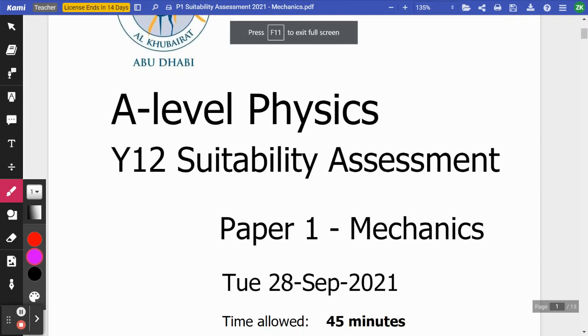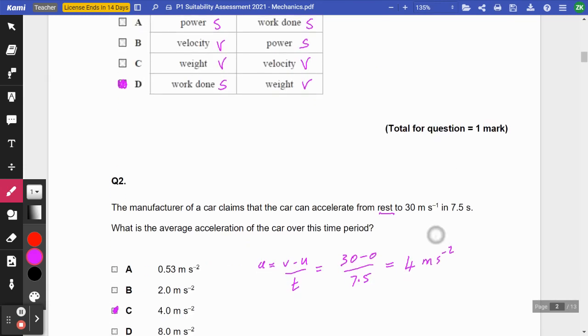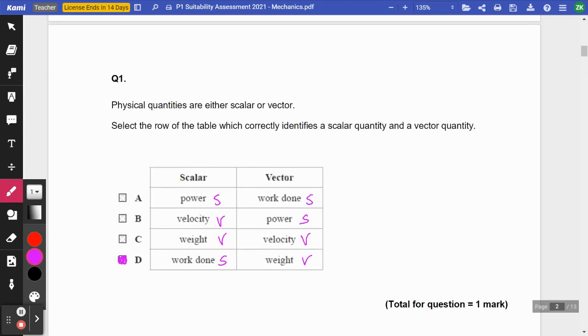Okay, suitability assessment, paper one mechanics, question one, identifying scalars and vectors.